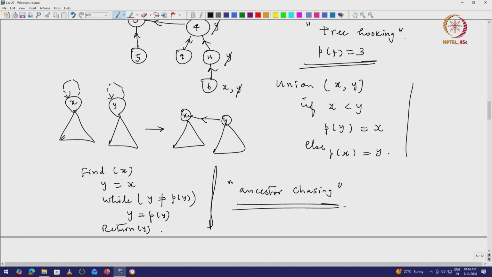You do the ancestor chasing and then reach the root and return the value of the root. That is the name of the set. So for every element, the find returns the name of the set containing that element. How does it do that? By ancestor chasing. So what is the complexity of the find routine? The complexity of the find routine is the depth of x, because from x you keep going up and up.